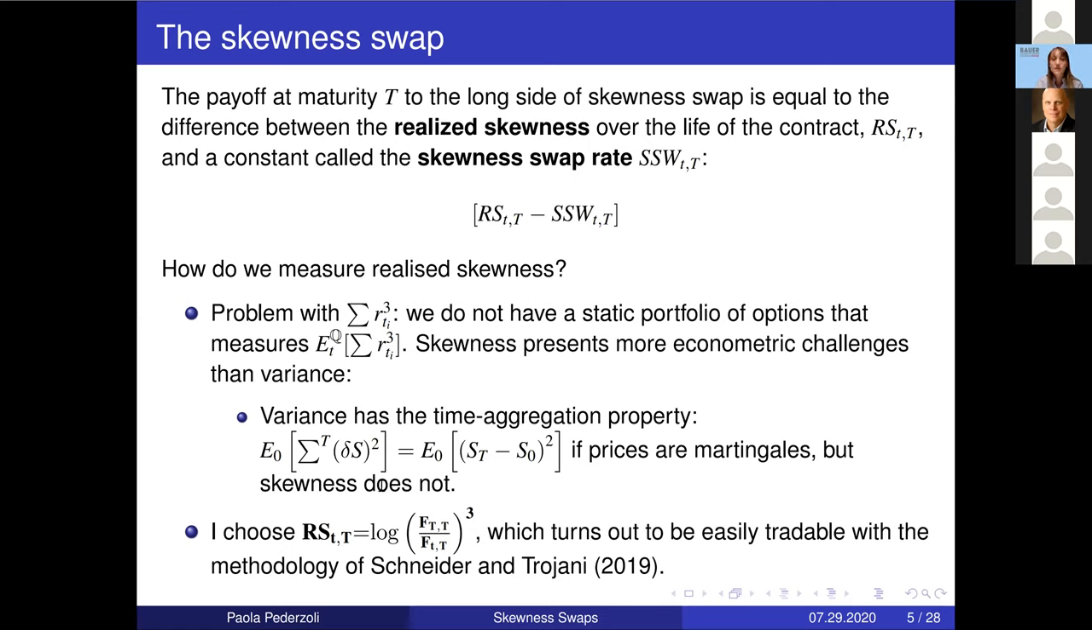So this is the skewness I'm going to trade, the return of the forward price to the power of three, but the forward price over the full period. So in this sense it is at a low frequency, because this skewness turns out to be easily tradable with the new methodology of Schneider and Trojani. And I'm going to show you how.